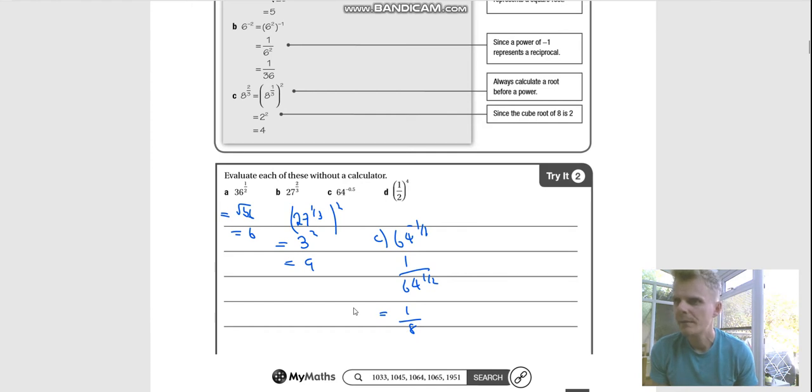And then finally, a half to the power of 4 is the same as 1 to the power of 4 over 2 to the power of 4. Just apply that power of 4 to both those numbers there as before. So we end up with 1 over 16. Okay.